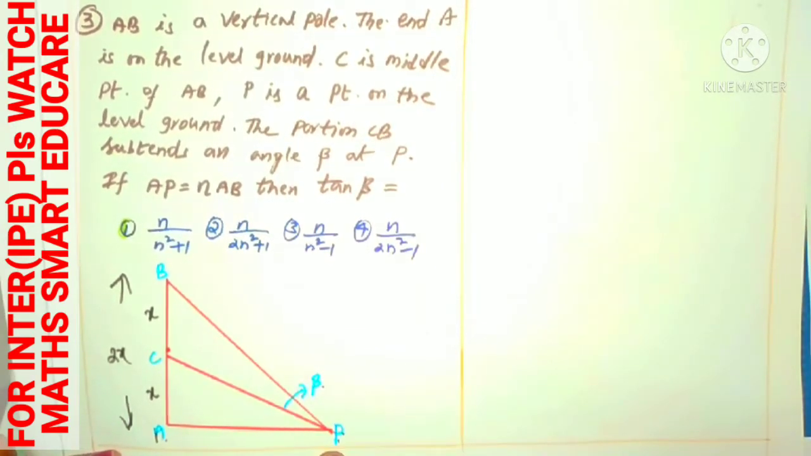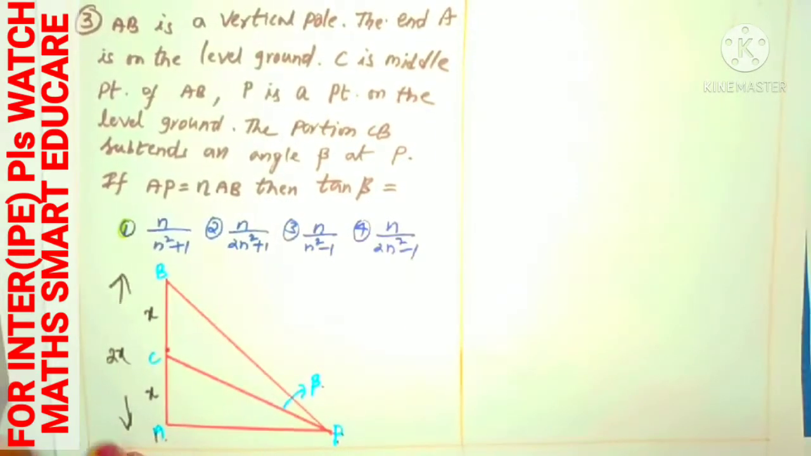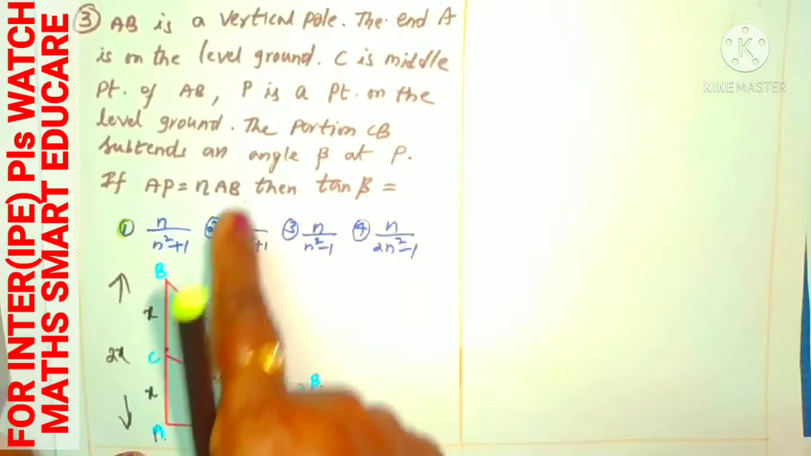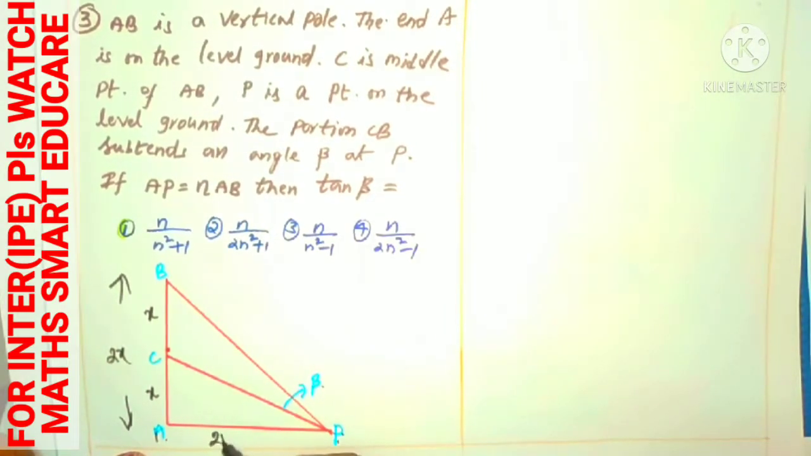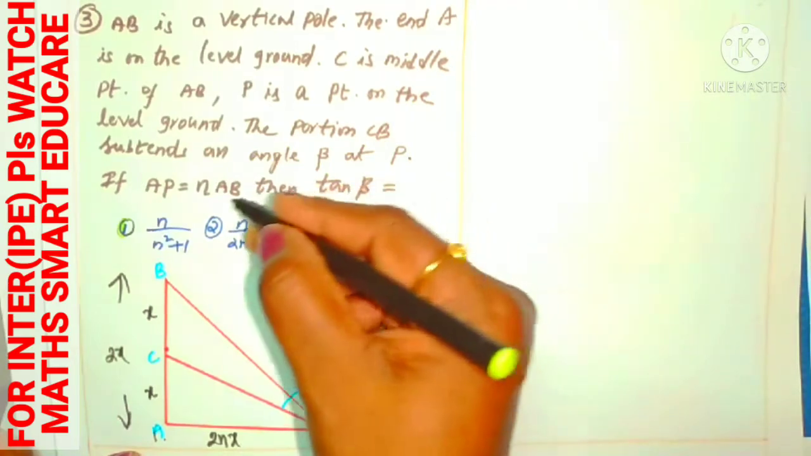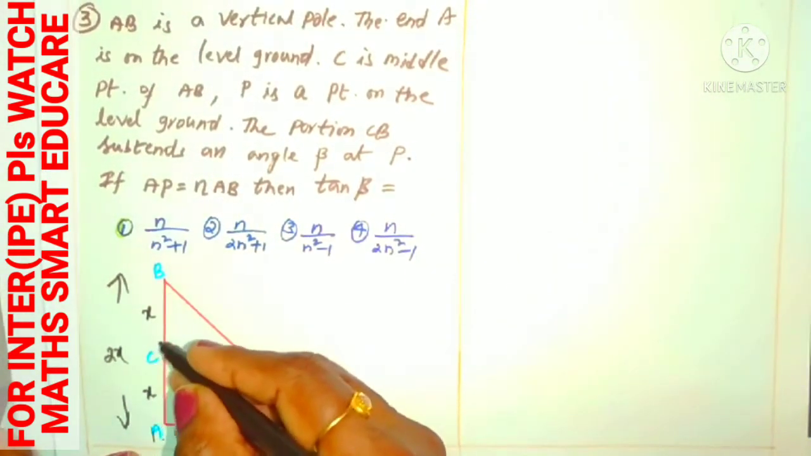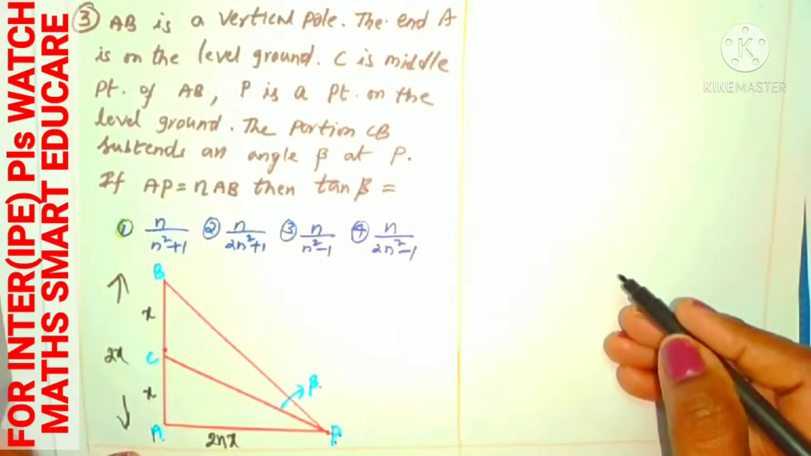Then what is the AP distance? What is given is that AP is n times of AB. The AB distance is 2x, so with n it becomes 2nx. This is the AP distance. Clear? So I assume that the AP distance is 2nx, according to AP is n times of AB, when AC is x and BC is also x, so indirectly AB is 2x.